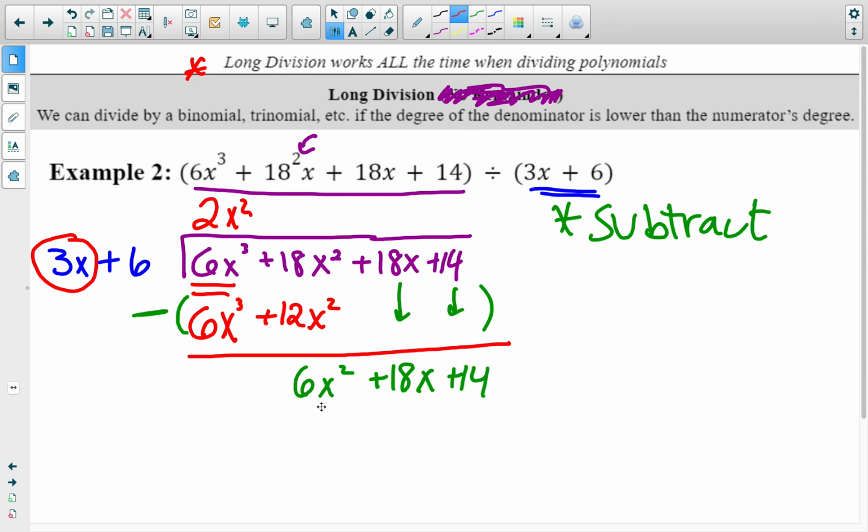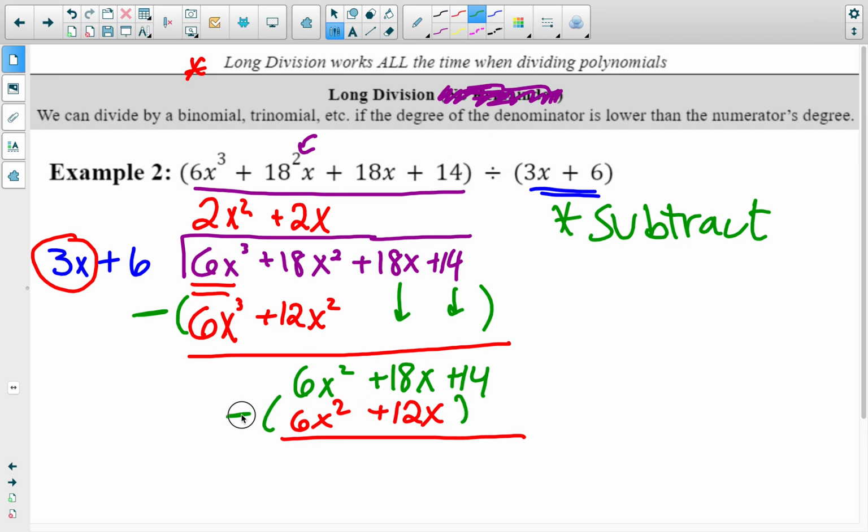Okay, what can we multiply 3x by to get this first 6x squared term? We can multiply it by 2 again. 2x. Okay. And we're going to keep moving, 6x squared, and then take your 2x, multiply it by 6, and write it underneath whichever term has the matching variable or degree. 2x times 6 gives us 12x, so we're going to write that underneath 18x. Now we are going to subtract again. I'm going to put parentheses around it so that we're being super careful. 6x squared minus itself cancels out, gives us 0. 18x minus 12x gives us 6x. And then 14, technically there's like a 0 here, right? 14 minus 0 is still going to give us 14.